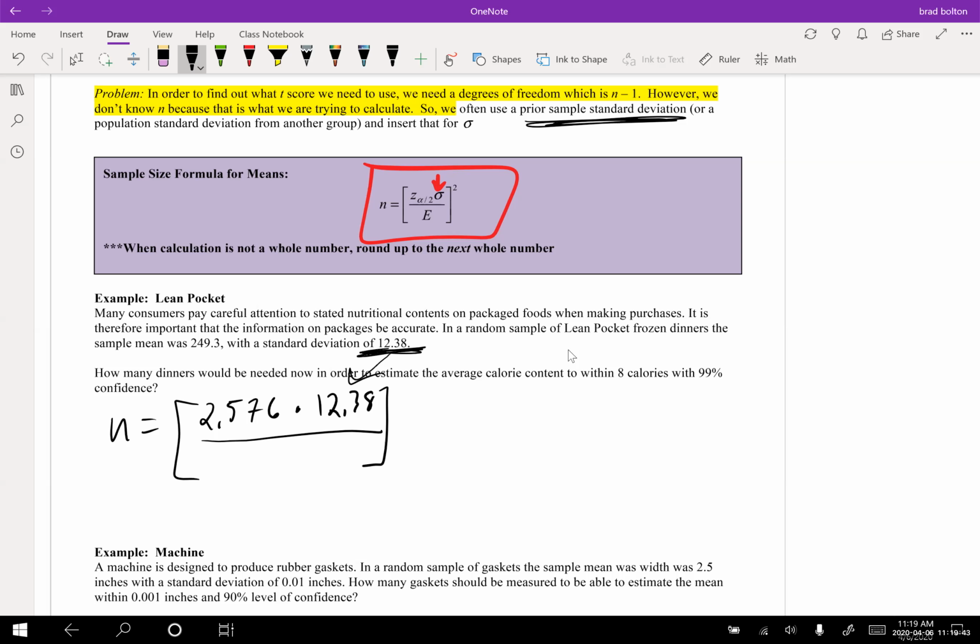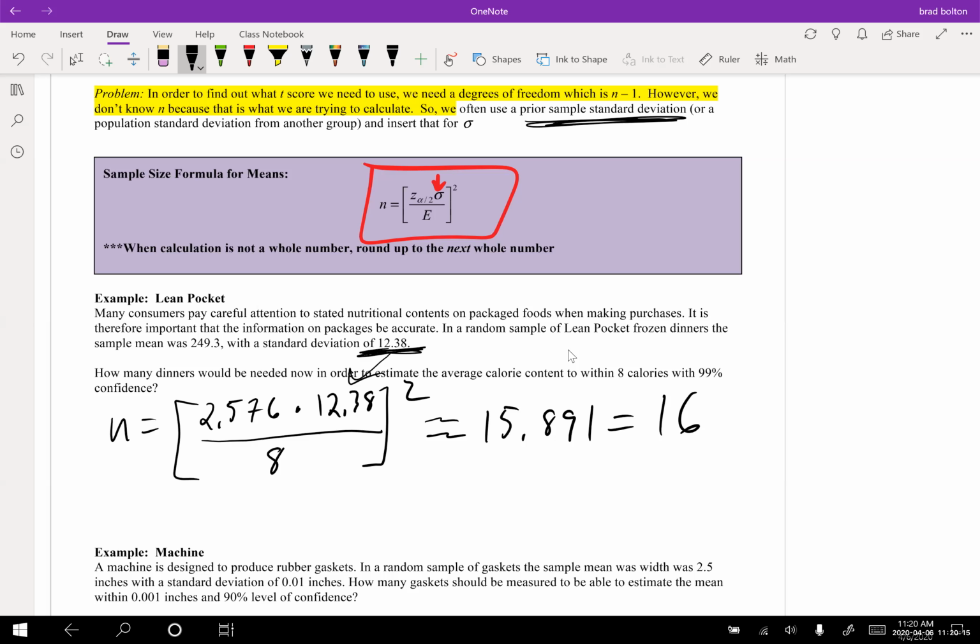And then what's the error? It says within 8 calories. So we're going to divide this by 8, and then we're going to square the whole thing. So when we plug this in our calculator, we get 2.576 times 12.38 divided by 8. And then we're going to square that. And I get 15.891, but that's going to be 16. We're going to say that's 16.